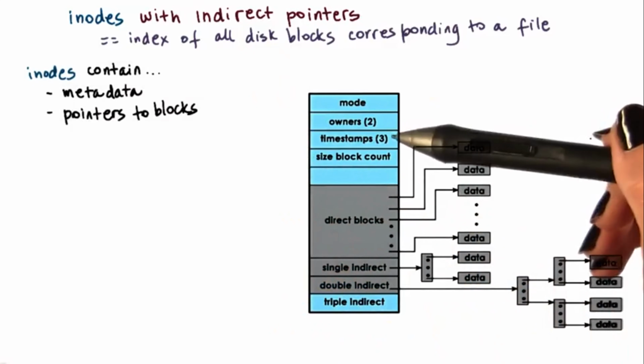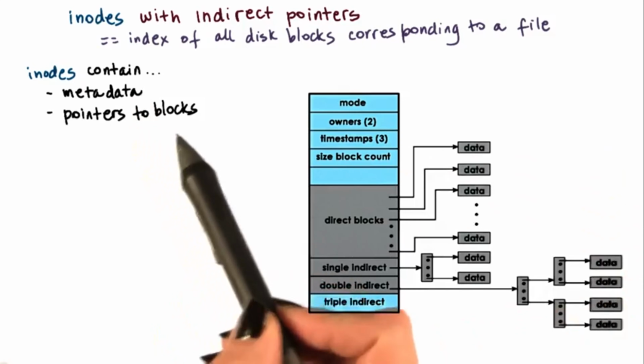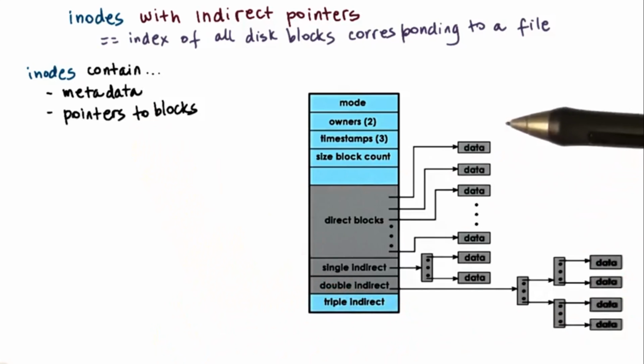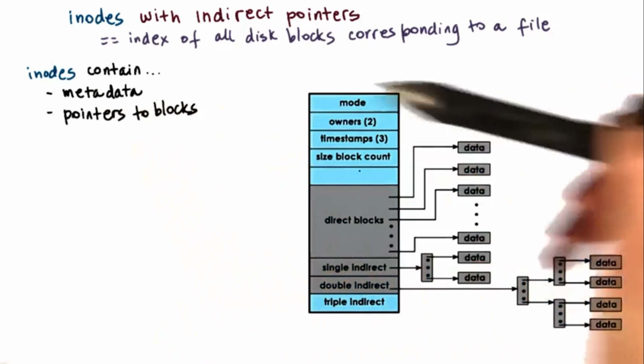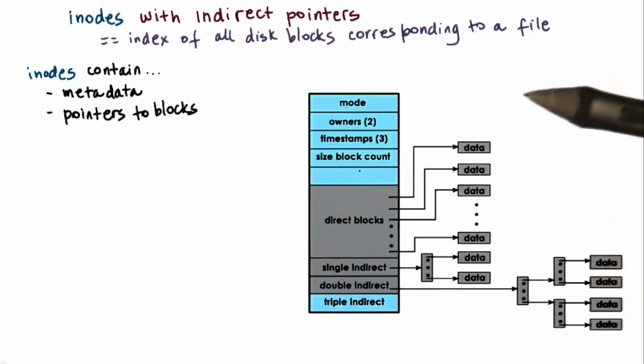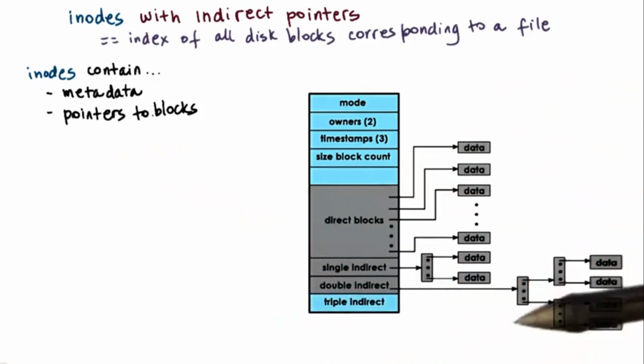Here is an inode structure that uses these indirect pointers. Just like before, the inode contains metadata and pointers to blocks of data. The inode is organized in a way that first it has all of the metadata, owner, when the file was last accessed. Then it starts with the pointers to blocks.